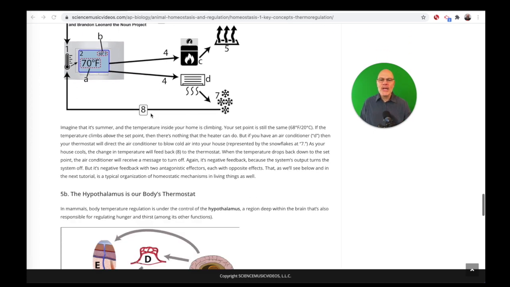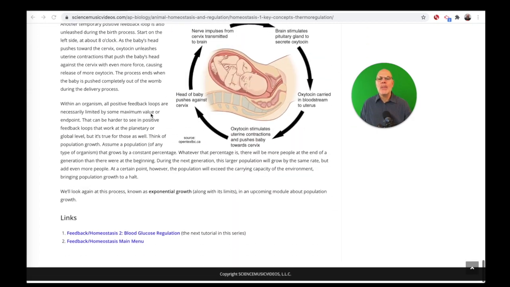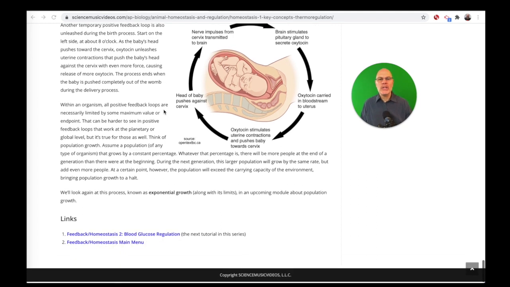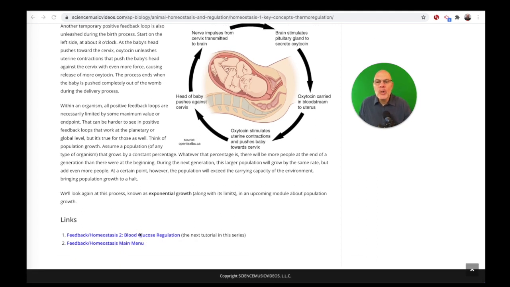So the other thing that I move on to is blood sugar regulation. I do that after I talk about the birth process and how the birth process involves a positive feedback loop that ultimately results in birth of the baby. So here's blood glucose regulation.